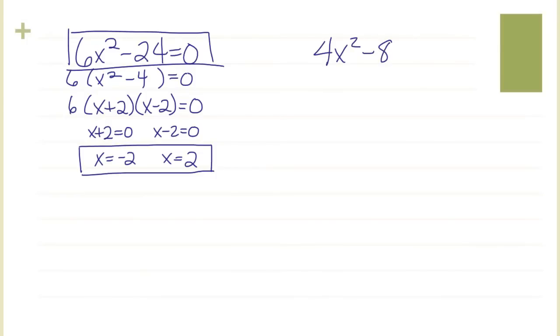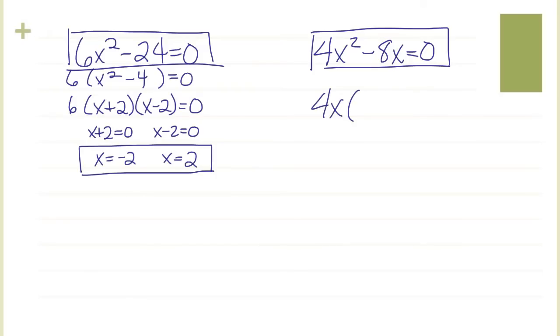4x squared minus 8x equals 0. So it's not a perfect squared binomial. I can factor something out. This time what I can factor out happens to have an x in it. I can pull a 4x out, and 4x times x gave me my 4x squared. 4x times -2, I guess 2's are in my head today, 2's and 4's. 2 times 4 gave me my 8 there.